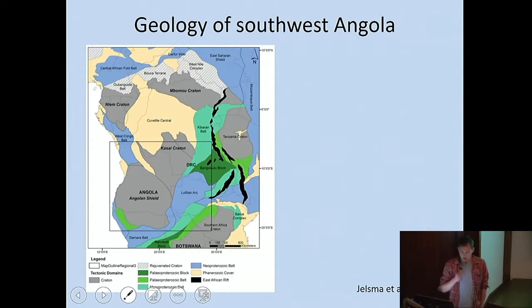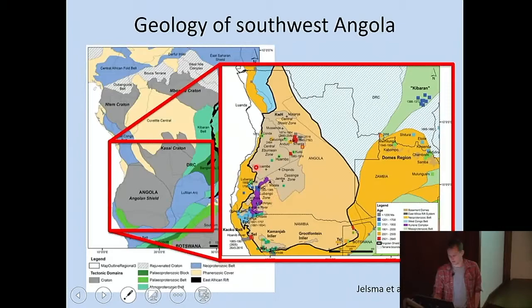So now I want to whisk you to southwest Angola, where the focus of this talk will be. This is a Precambrian tectonic framework map of south-central Africa. Down here is the Angolan Shield, part of the Congo Craton, and all of this material is recording crustal growth from the Mesoarchean through to the Mesoproterozoic. We're going to focus down on the Angolan Shield, where we've been working. We've been working in this particular region down here. The Angolan Shield is this fragment here.